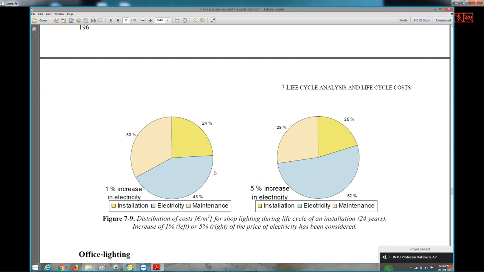consumption, here we can take installation charge is now 20%. Then electricity utilization is now 52%, and the maintenance charge is now 28%. So a 5% increase in electricity is going to increase the energy consumption charges. Previously, that is with a 1% increase in electricity, that is only 43%. If 5% is increased, it is 50%.